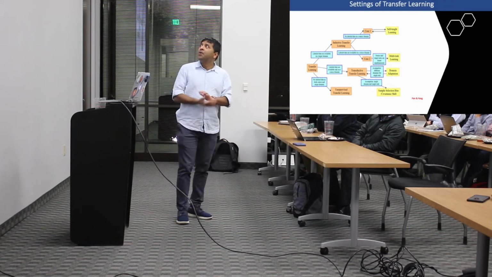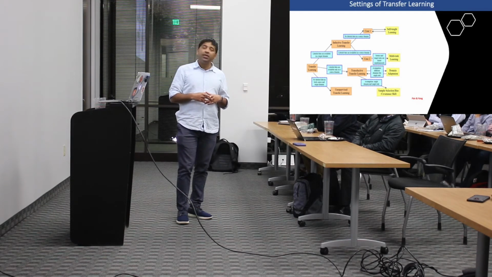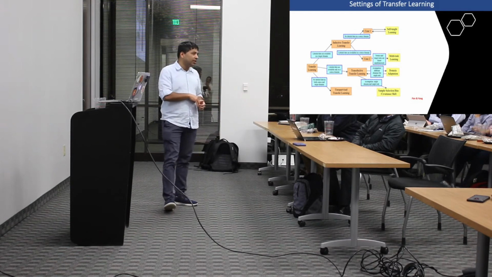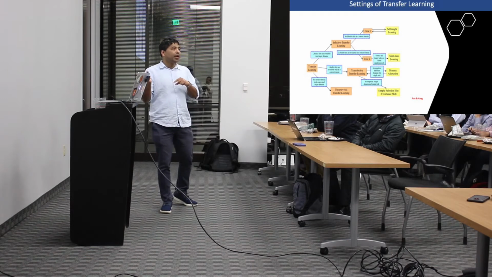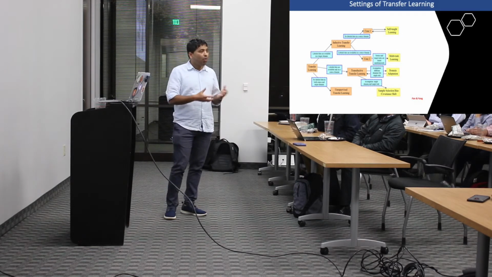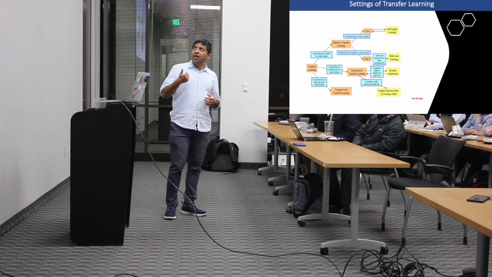Let's get into the case where labeled data is now available only in the source domain. The earlier case was where labeled data is available in the target domain. And again, target domain is your domain, source domain is the model from which you're bringing the learning. Right? Labeled data is available in the source domain.